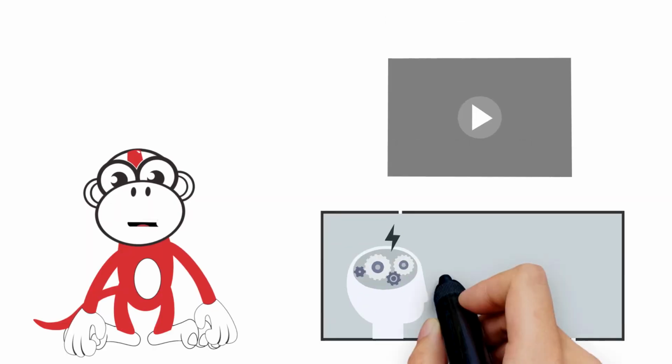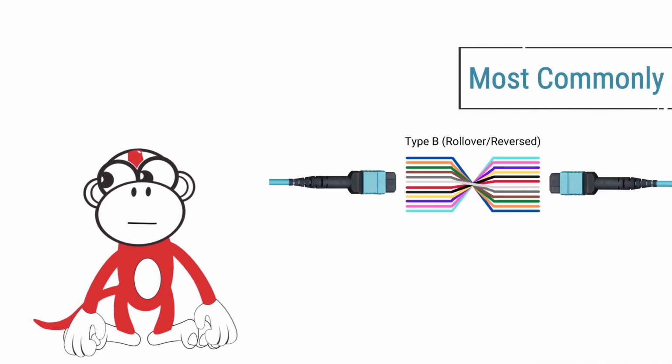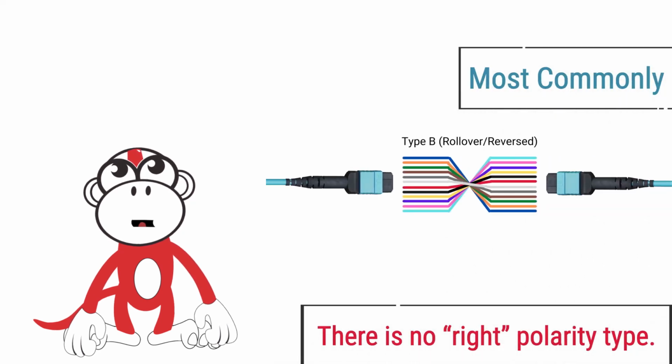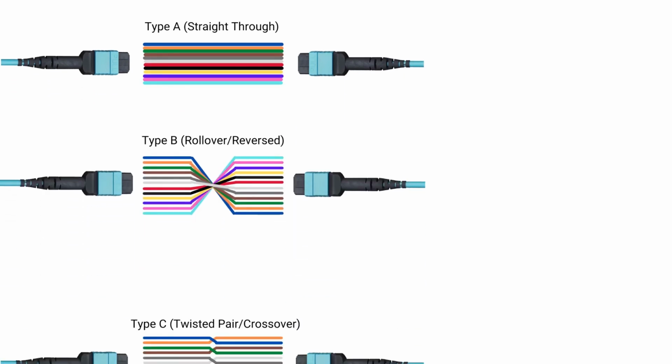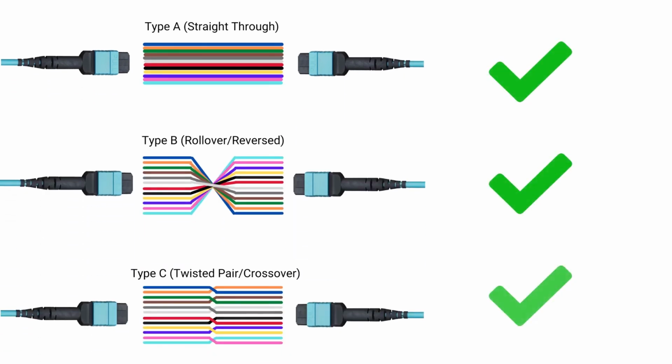other connector. We hope this video has helped you better understand MPO polarity. While Type B polarity is one of the most commonly used, there is no right polarity type. The correct polarity for your network will depend on your specific use cases.